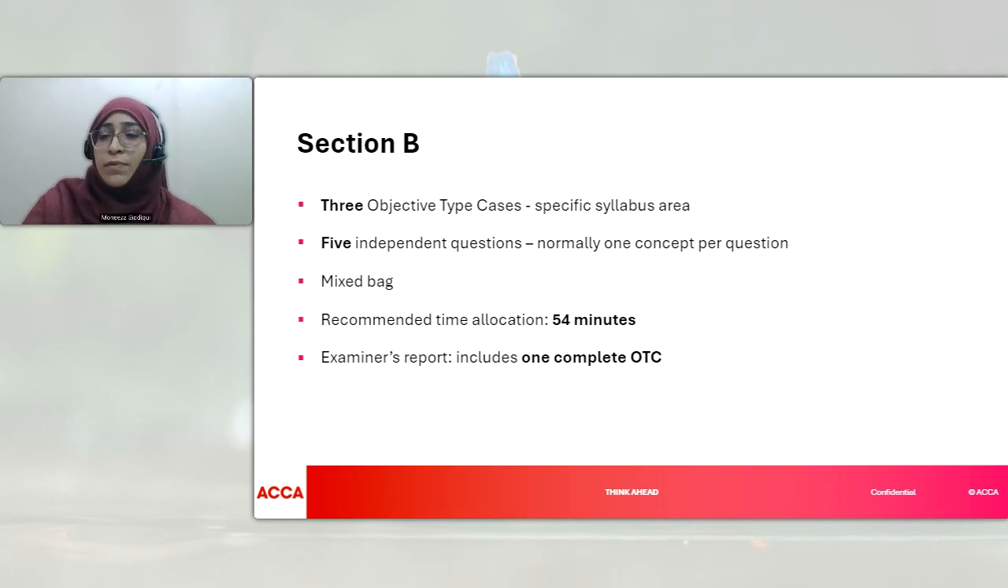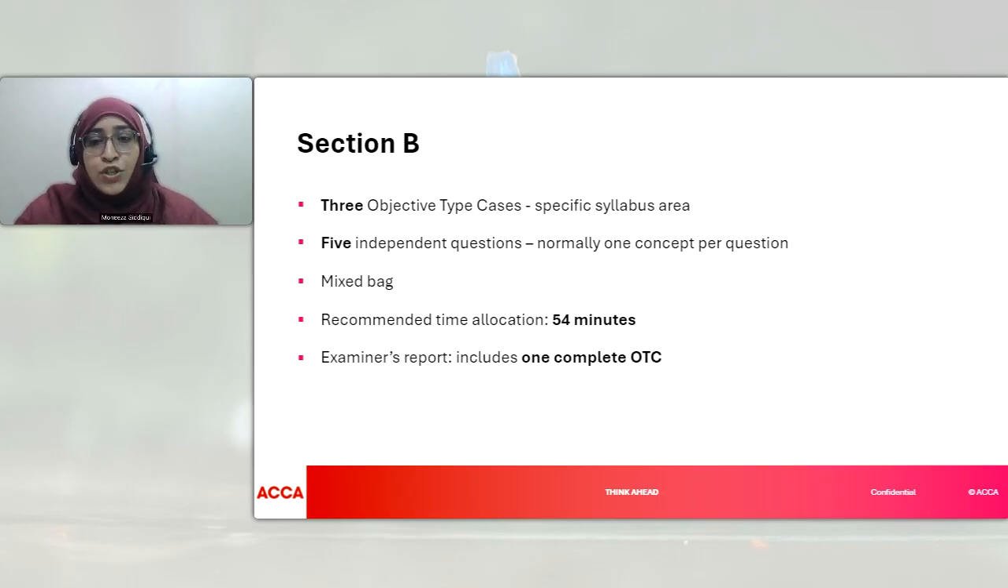And as I've mentioned before, in the live exam, once the 54 minutes are up, stop and move on to the next section, right? You can always flag the questions that you've not attempted and come back to them at a later time. Okay, now the examiner's report, once again, is a good source material, because each examiner's report covers at least one complete objective type case. So you can get more practice material if you refer to the examiner's reports of the past.